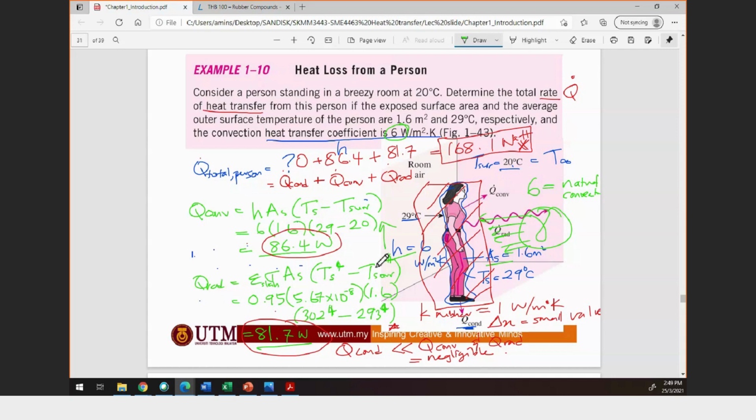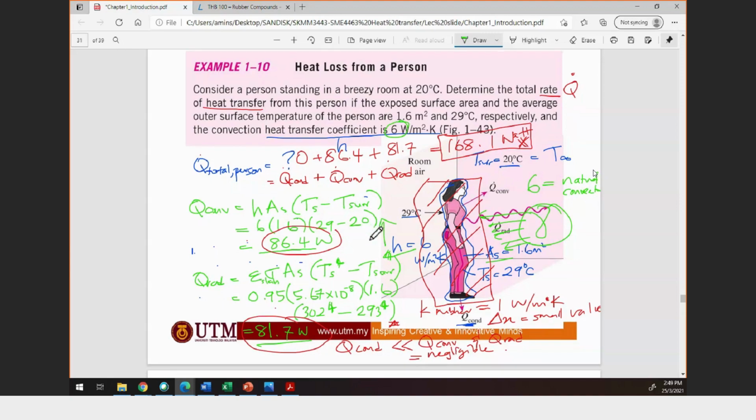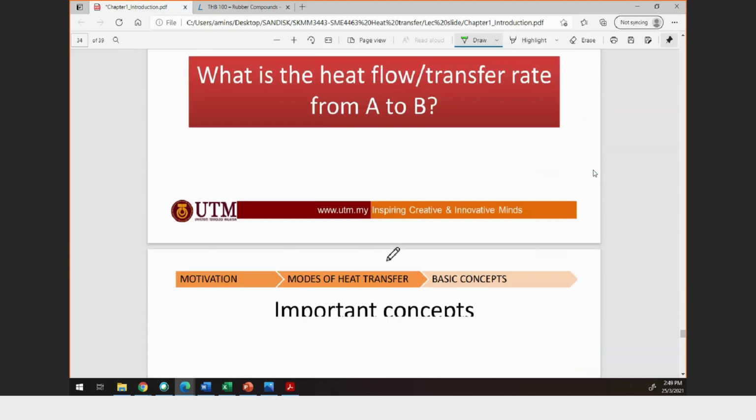Because you have to remember that if the surface and the surrounding are at different temperatures, then the calculation will be a bit more complex. And the heat conduction through the floor, through the feet, is negligible. So for this reason we can neglect the heat by conduction. So that is an example of an assumption.